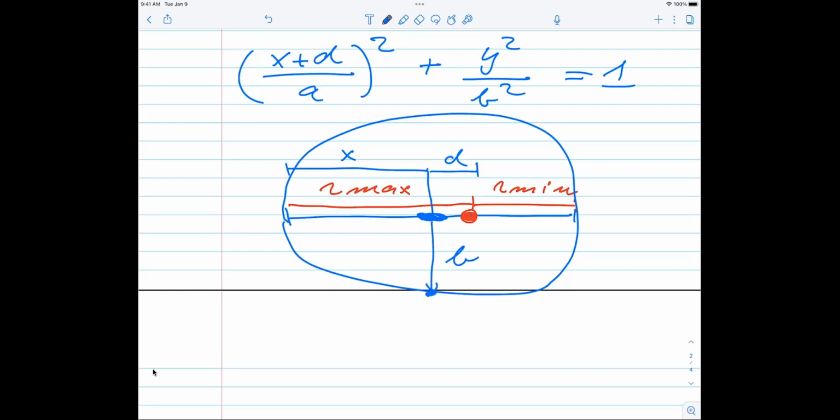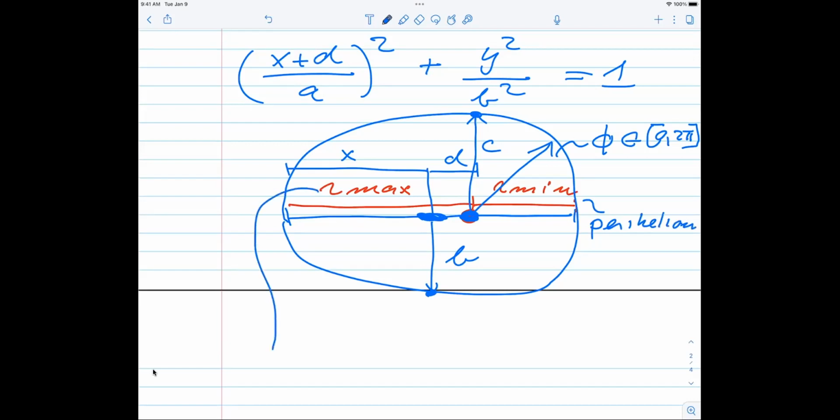This quantity b is given by this distance from the center to the point here. And the point C, on the other hand, is given by the distance between the mass center of the two objects and the surface of the ellipse. And then we would have an angle phi, which goes from 0 to 2 pi. So this quantity R-min is normally what we call the perihelion. That's the shortest distance between the Earth and the Sun. And this distance here is normally what we call the aphelion.